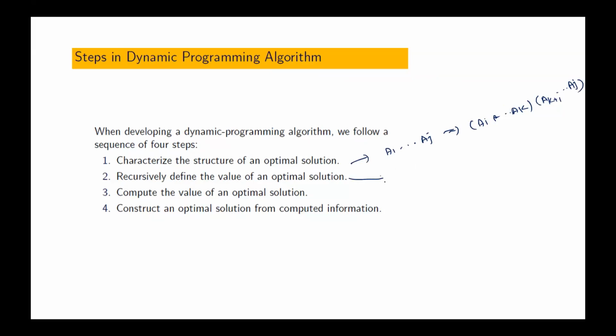Once this is known, usually we get a recursive formulation, M of ij. After calculating M of ij, what is the next thing we need to do? We need to calculate the solution to the given problem, which is M of 1 comma n. What does M of 1 comma n give? It gives some integer as the answer.